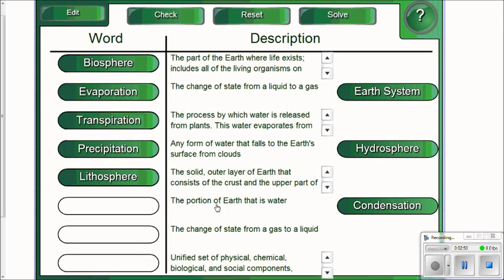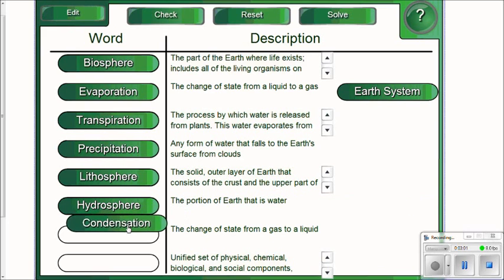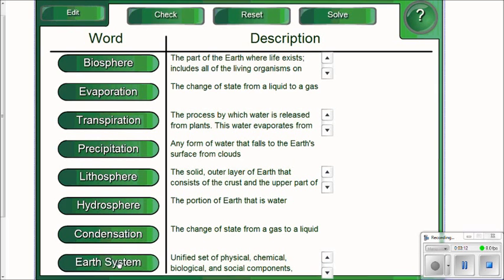Next one, the portion of Earth that is water, and hopefully you guys were able to make that good choice of the hydrosphere. The change of state from a gas into a liquid, the opposite of evaporation, is called condensation. And finally, a unified set of physical, chemical, biological, and social components, that's going to be the Earth system. So now you guys should have those. Now's a good time to go back through and correct things. I'm just going to check and make sure that I, your teacher, have the right answers, and I do.